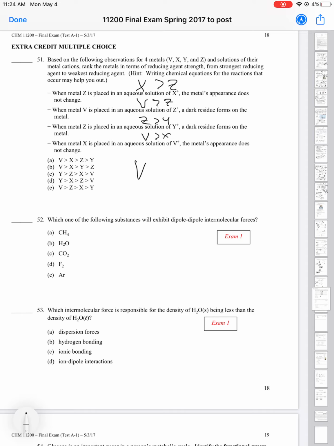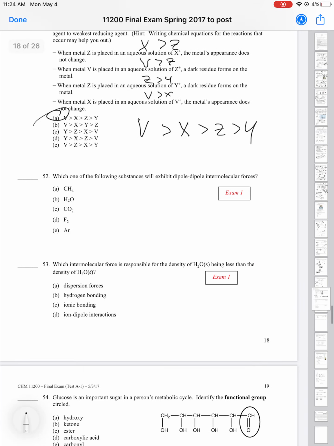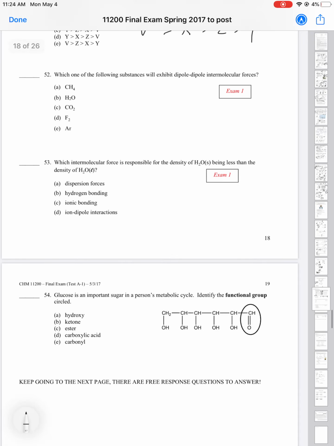So we know V is greater than both X and Z. And we know X is greater than Z. We know Z is greater than Y. So VXZY, 51 is A, VXZY. Okay. So basically we know Y was always the least. Yeah, basically just using all of these four equations you can figure out what order they are.